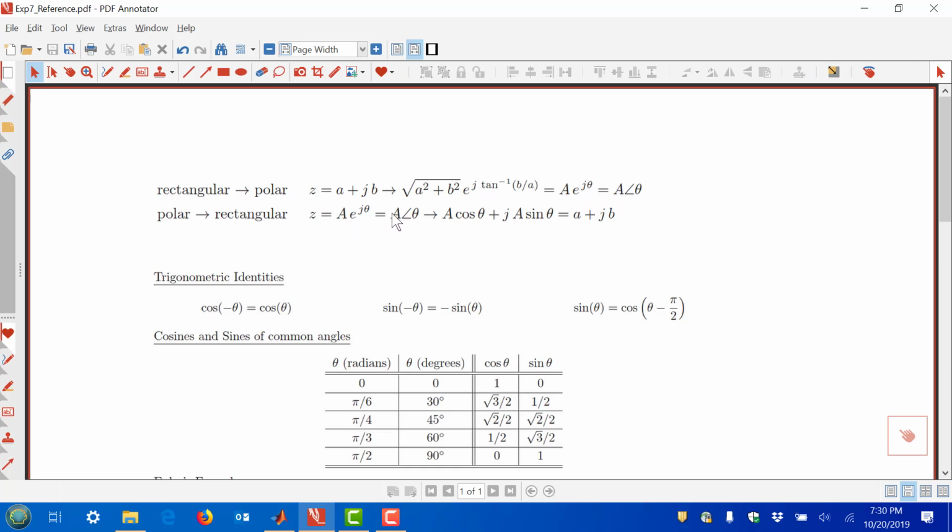When you say a e to the j theta, by using Euler's identity, we know that e to the j theta is cosine theta plus j sine theta. So we can rewrite it this way. A cosine theta is the real part, and a sine theta, the thing that multiplies j, is the imaginary part. You should know all this, but what I want to point out is that we can also enter complex numbers with the exponential or polar notation. So let me show you this in Matlab.